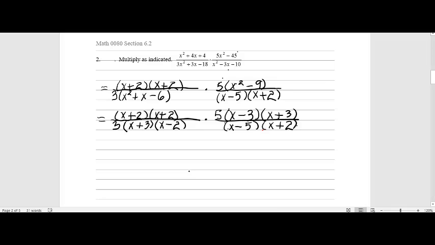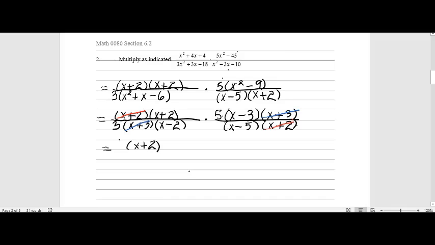So this x plus 2 in the second denominator divides evenly, giving me a 1, into the x plus 2 in the first numerator. And notice what I'm doing is division. X plus 3 in the first denominator divides one time into x plus 3 in the second numerator. And there are no other common factors. So my final answer here is x plus 2.